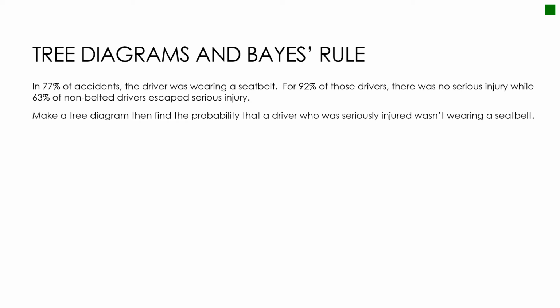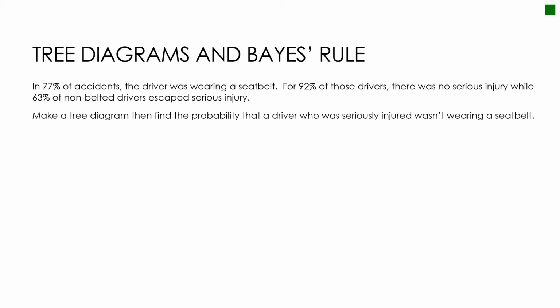Let's look at one more question together before you try one of these completely on your own. So here we have 77% of accidents, the driver was wearing a seatbelt. 92% of those drivers, there was no serious injury, while 63% of belted drivers escaped serious injury. So we're going to make a tree diagram and then answer some questions. So we'll get to that question in a minute. Let's just look at the tree diagram.